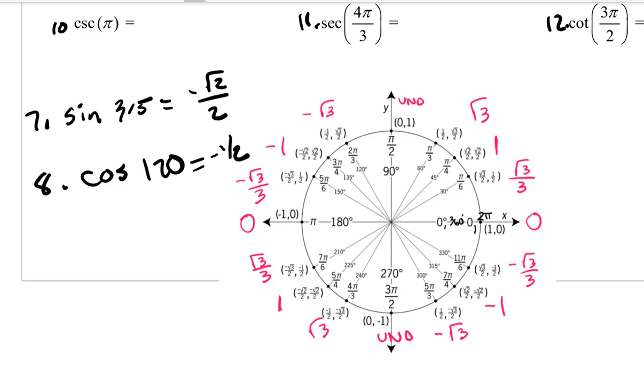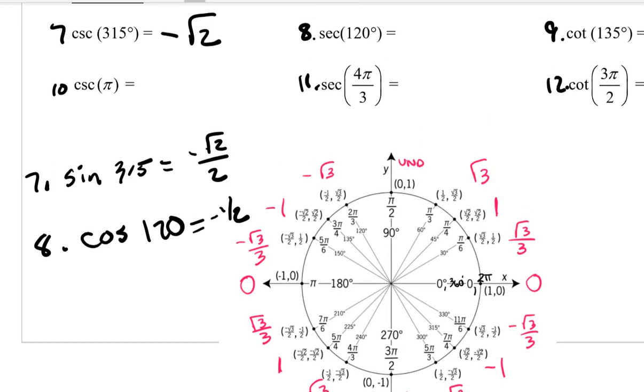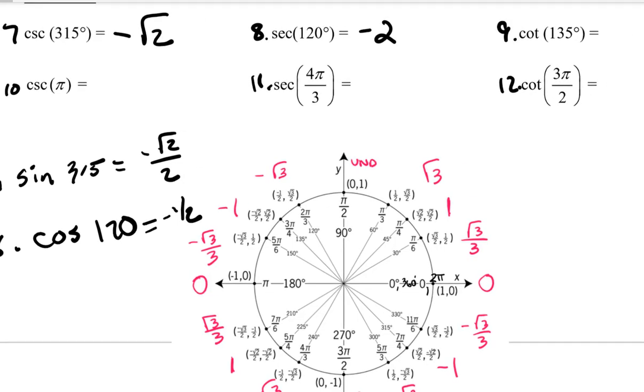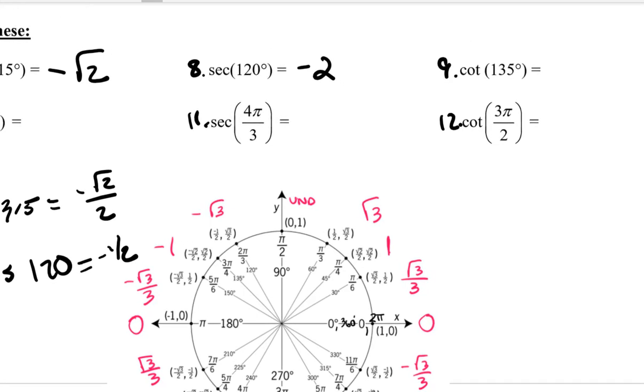So if I take the reciprocal of that, no big deal, I get negative 2. And then lastly, let's try cotangent of 135 degrees. You look on the unit circle, find 135 degrees, and look at the tangent value. The tangent is y divided by x, or you can look at the red values around the outside. The cotangent of 135 will be the reciprocal of the tangent of 135, and the tangent of 135 is just negative 1. If you have 1 or negative 1 as a value, the reciprocal is the same thing, so negative 1's reciprocal is still negative 1.